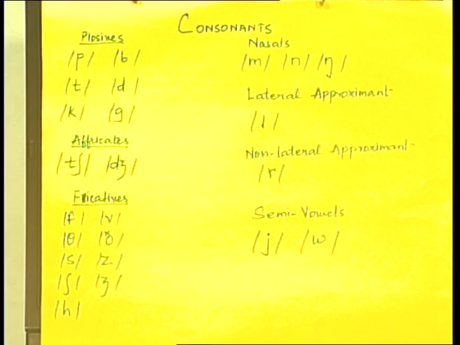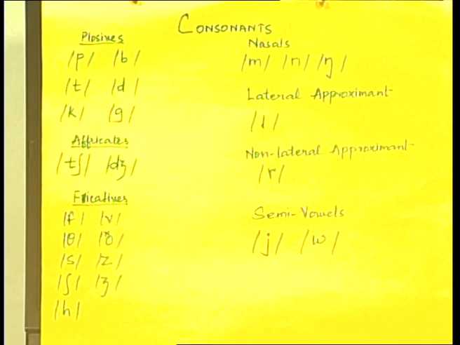M. For the articulation of n, the tip of the tongue touches the alveolar ridge and therefore it is known as an alveolar nasal. In the case of ng, the back of the tongue rises up to touch the soft palate and therefore ng is known as a velar nasal.